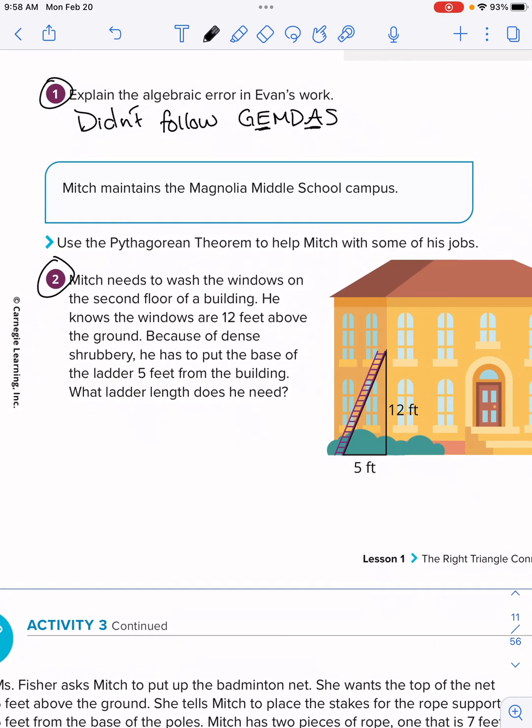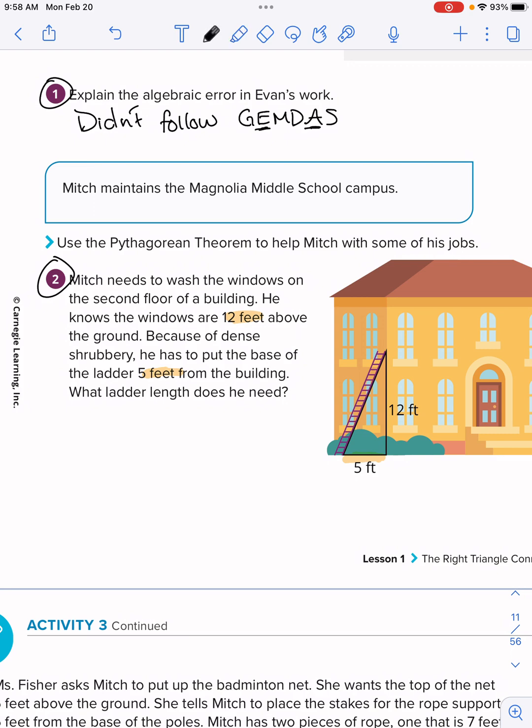For number 2, it says Mitch needs to wash the windows on the second floor of a building. He knows that the windows are 12 feet above the ground. Because of dense shrubbery, he has to put the base of the ladder 5 feet from the building. So he's got to go a little bit further out. What ladder length does he need? So how long does that ladder need to be? Maybe it's a ladder that extends.